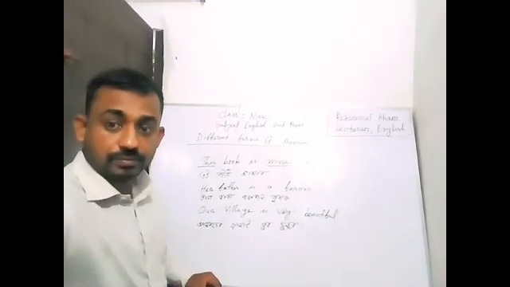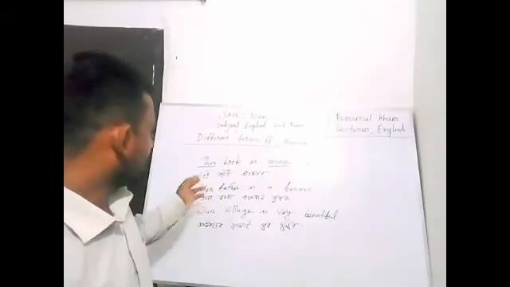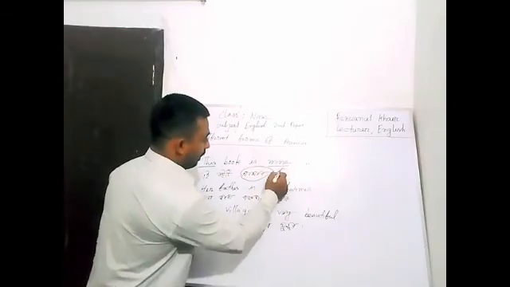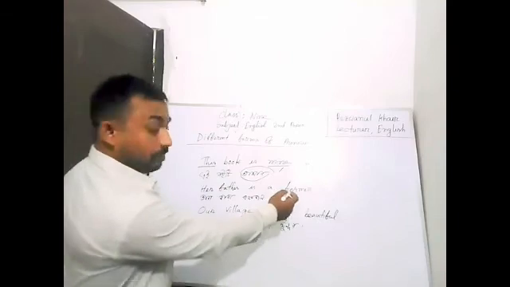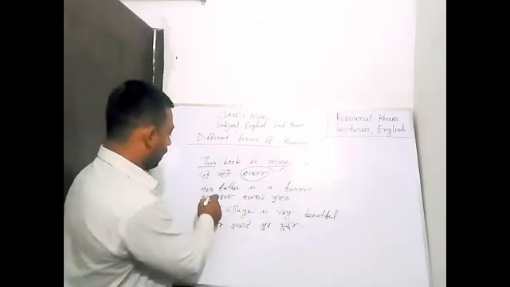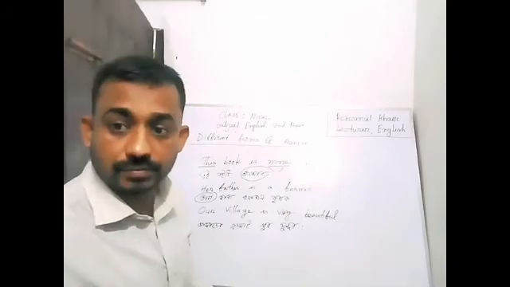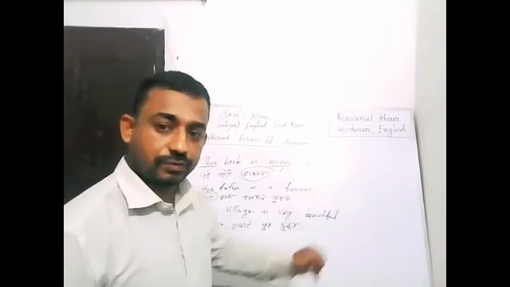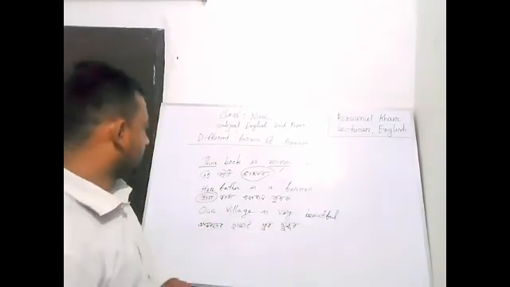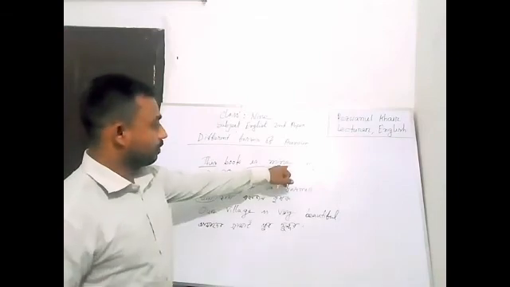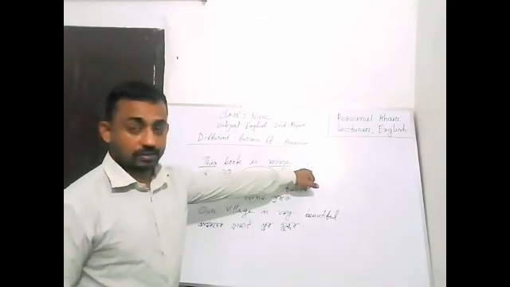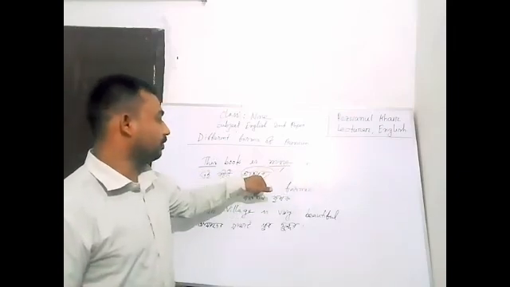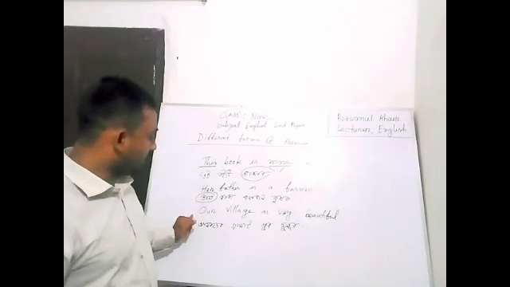Now, dear learners, this book is mine. এই বইটি আমার, mine. Her father is a farmer. আর তার. And our village is very beautiful. Here, our, আমাদের. Mine means আমার. All these are possessive forms. Here, mine, আমার; her, তার; our, আমাদের.